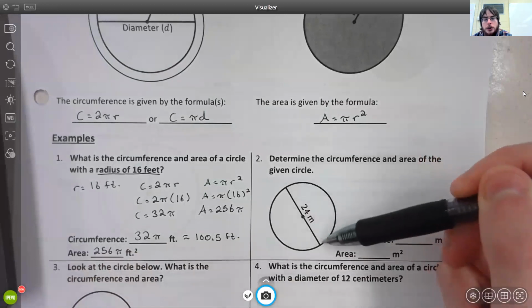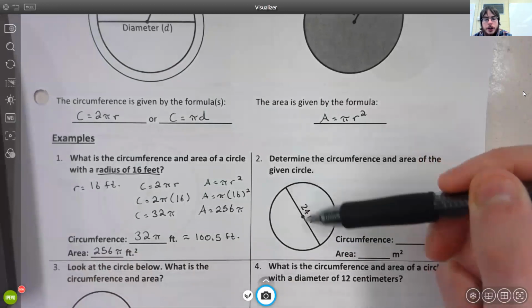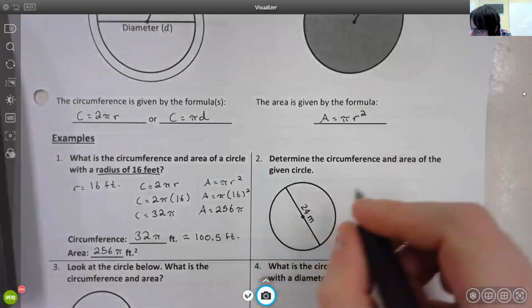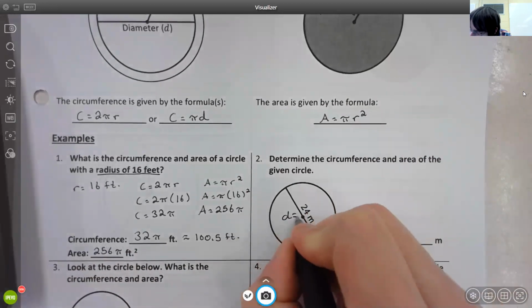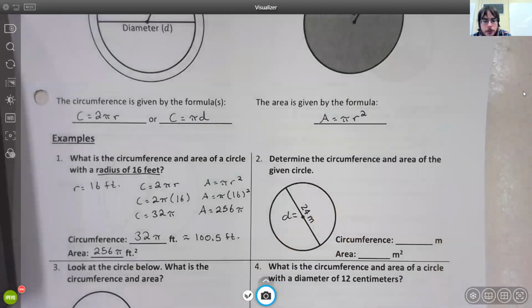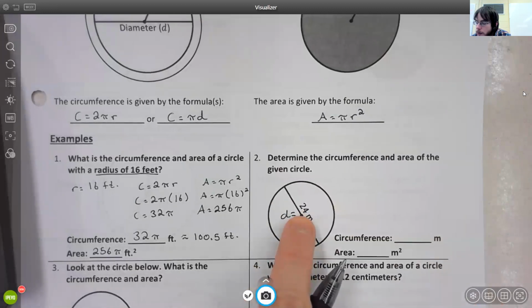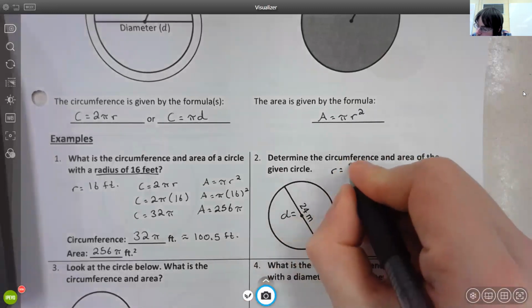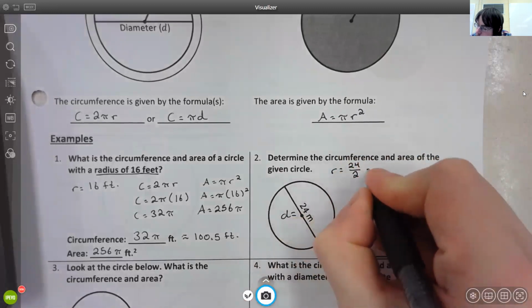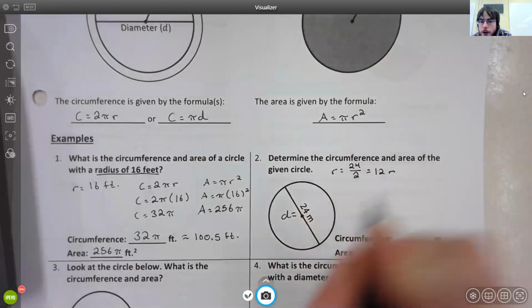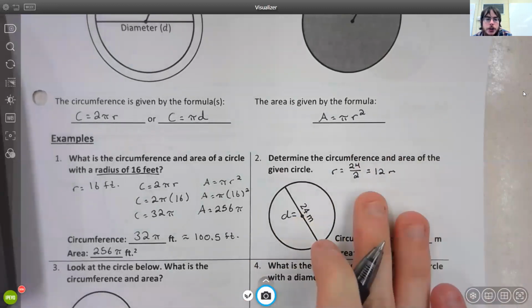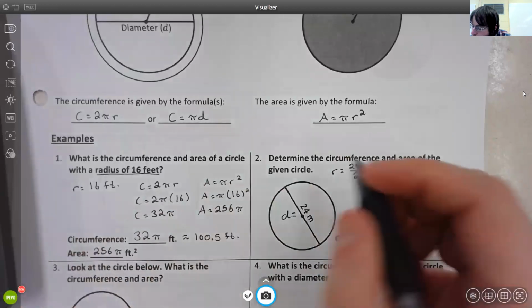Well, that 24 goes all the way across the circle. That 24 is the diameter. So D equals 24 meters. Remember how I said I always want to find my radius first? Well, we know that the diameter is twice the length of the radius. So if our diameter is 24, we know our radius has to be equal to half of that, which is 12.